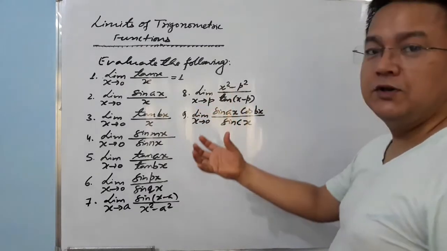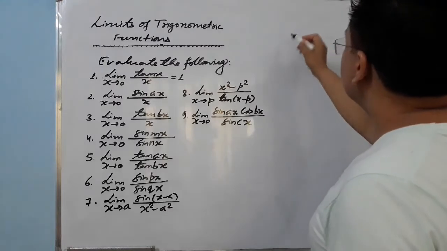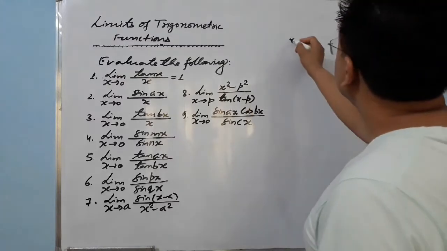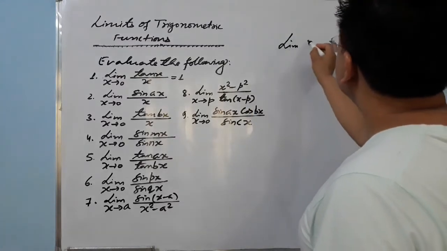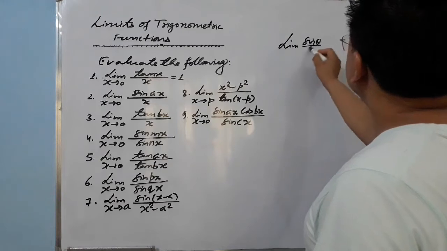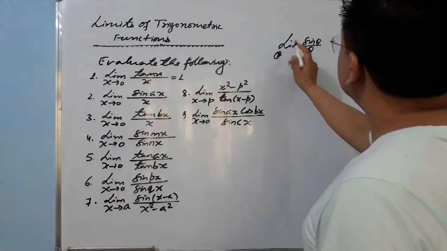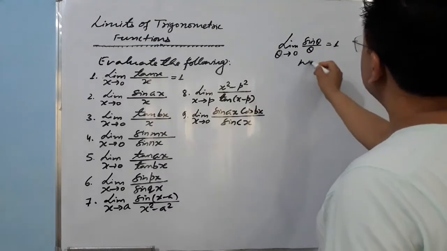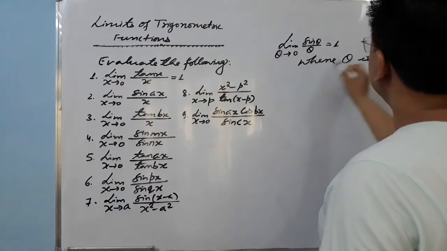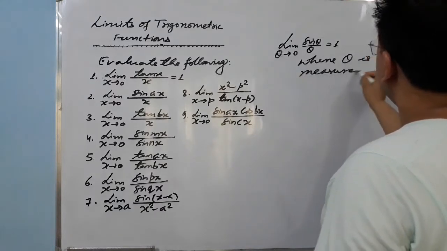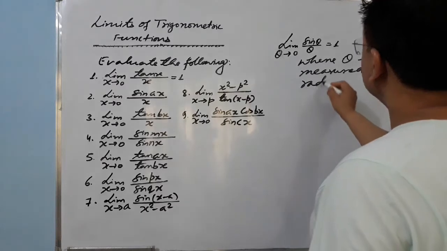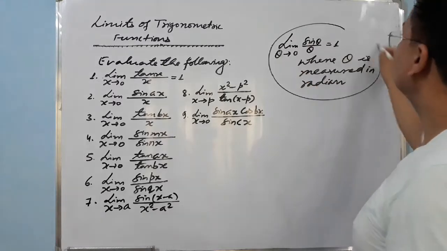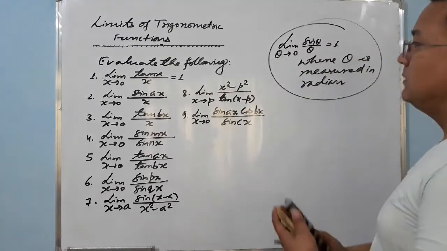Before starting the questions, let me remind you of the one theorem which I have already proved in my earlier video. The limit of sine of theta over theta as theta tends to 0 is equal to 1, where theta is measured in radians. I have already proved this important theorem in my earlier video.